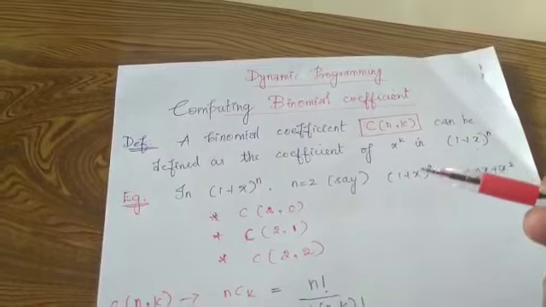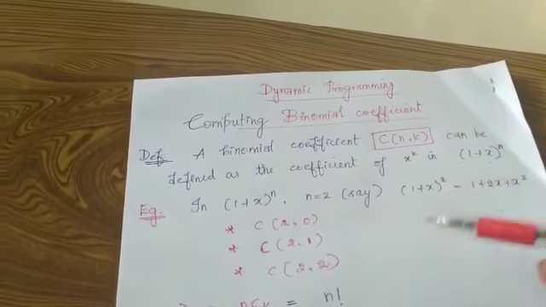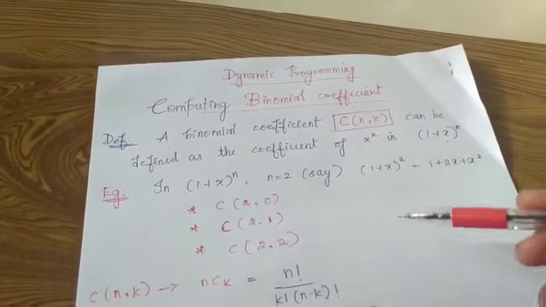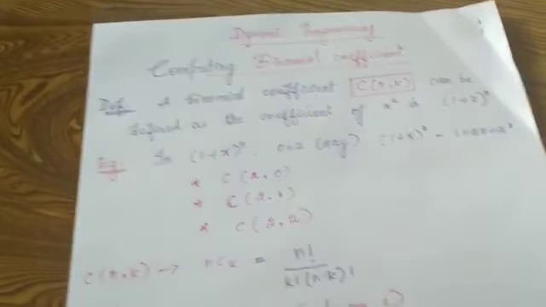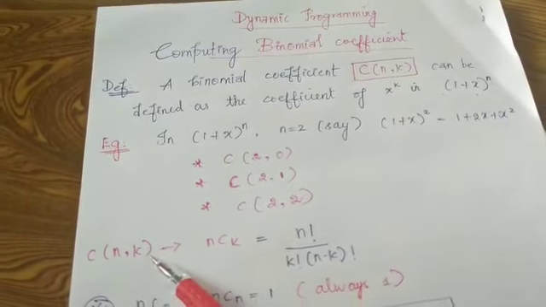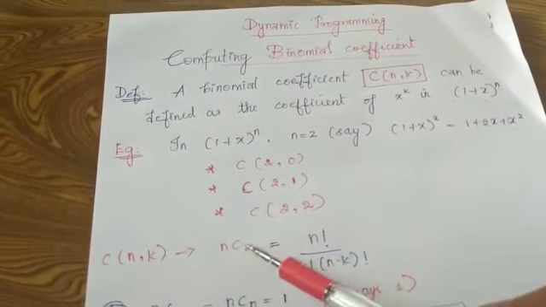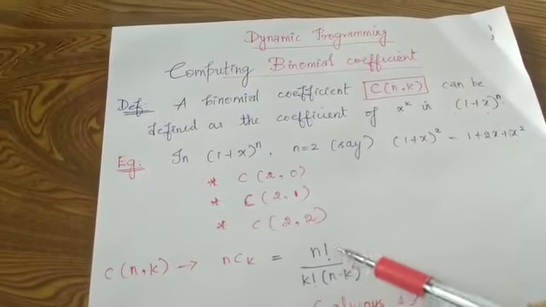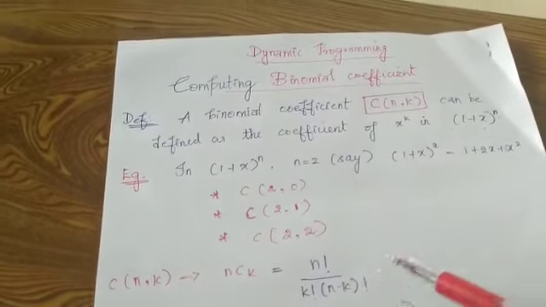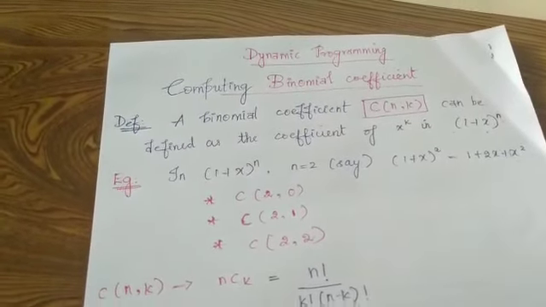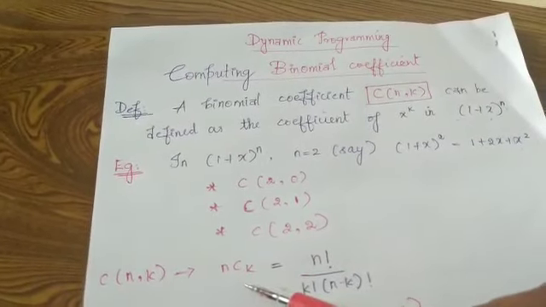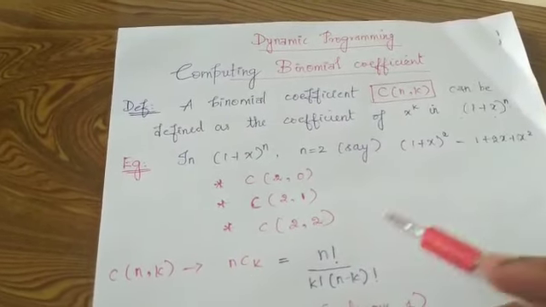To say more formally, the number of k-element subsets, or k-combinations, of an n-element set is called the binomial coefficient. Now C(n, k), which can also be represented as nCk, has the formula n factorial divided by k factorial times (n minus k) factorial. Our goal is to compute this nCk using recursion, which we call dynamic programming.